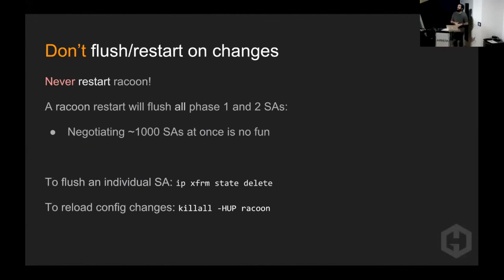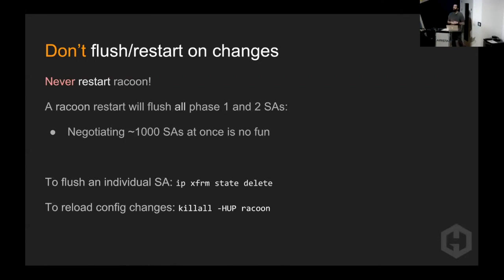Never ever restart Raccoon. Never. A friend told me not to do it. Turns out that all those phase one relationships live inside the user space daemon. So if you restart it, you're basically flushing all your connections away and forcing a reconnection, right? So if you have thousands of them, you need to renegotiate a thousand of them at once. We used to, well, not me, a friend, used to trigger a restart of Raccoon every time we would add or remove servers to the fleet.